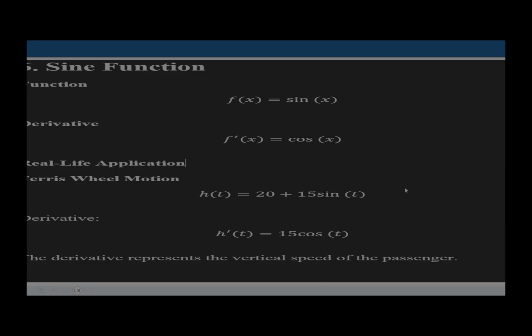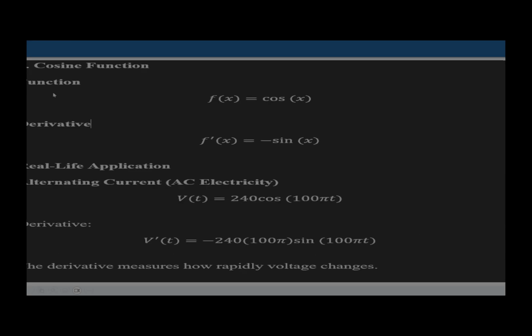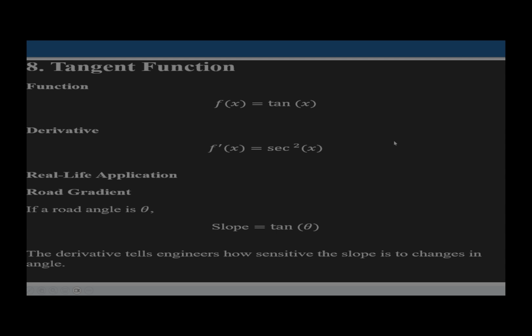Okay, sorry, I lost power for a moment. Okay, so what about the cosine function? With the cosine function, the derivative will be minus sin x. We said that before. So real-life application: alternating current, AC electricity. Take the derivative of this, and the derivative measures how rapidly voltage changes. How voltage changes very quickly, right?